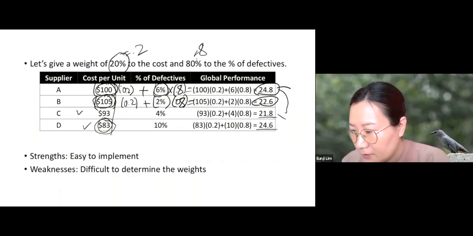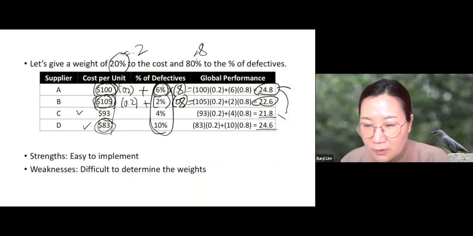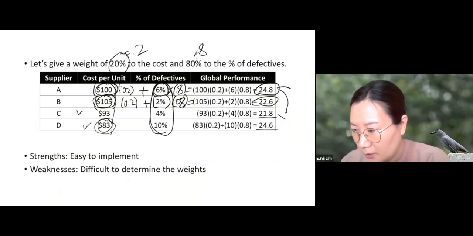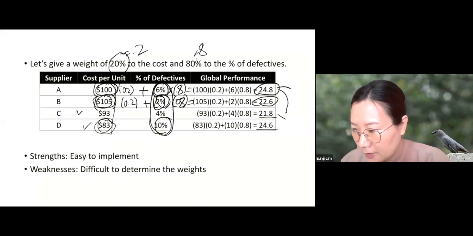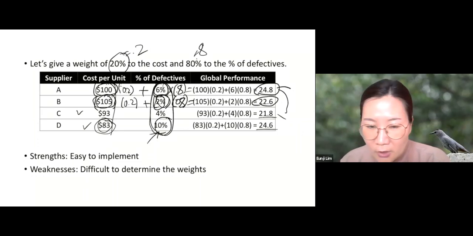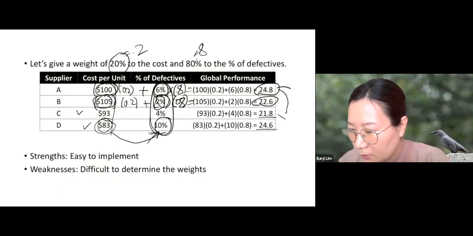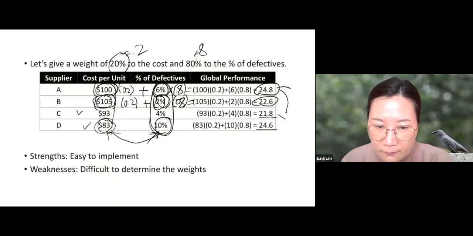How about the percentage of defectives? If you look at the numbers, which value indicates better performance? A lower value or higher value? A lower percentage means a lower percentage of defectives, which is better performance. So again, in this criterion, a lower value indicates better performance. So in both cases, a lower value indicates better performance.